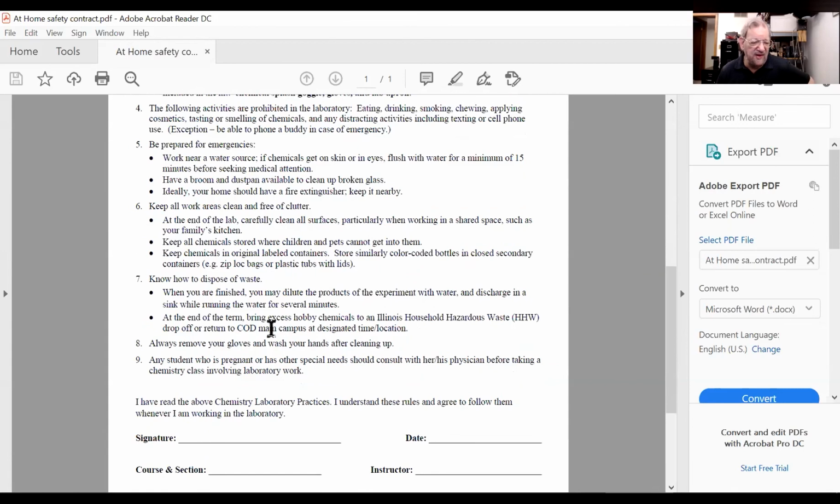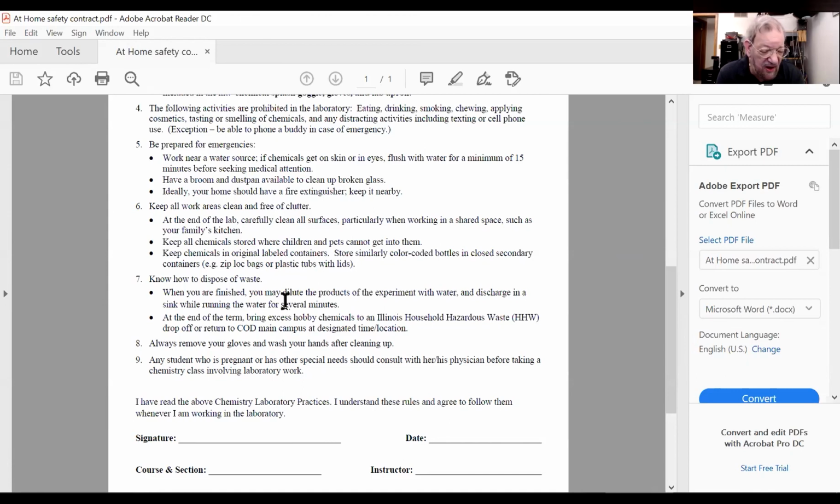At the end of the term, excess, they call it hobby chemicals, bring to the Illinois hazardous waste or return to COD at a designated time. I'd take it to COD. I don't know if Illinois hazardous waste will charge you. I've never used them.